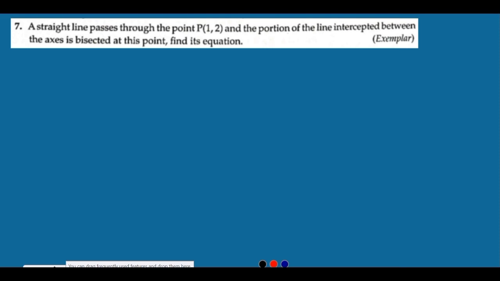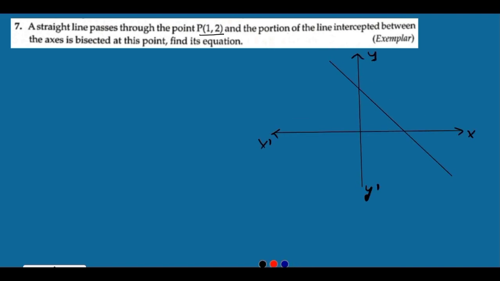Question number 7. A straight line passes through the point P 1, 2 and the portion of line intercepted between the axis is bisected at this point. Find this equation. Suppose this is the given point P 1, 2. Now the portion of line intercepted between the axis means this portion, you can say MN, is bisected at this point. MN is bisected at P.